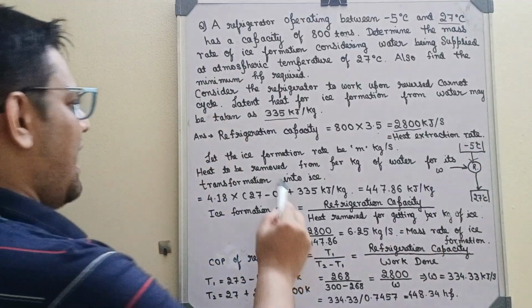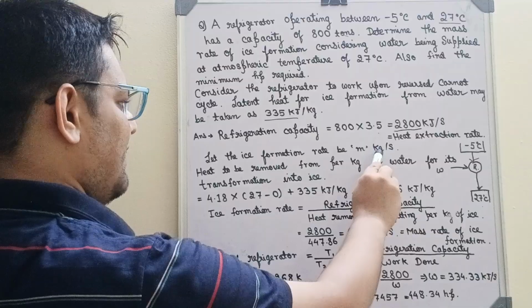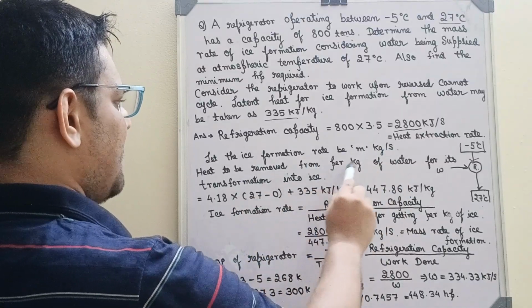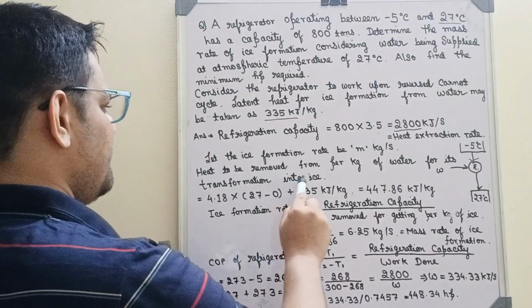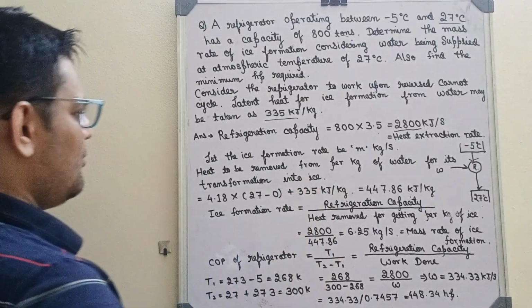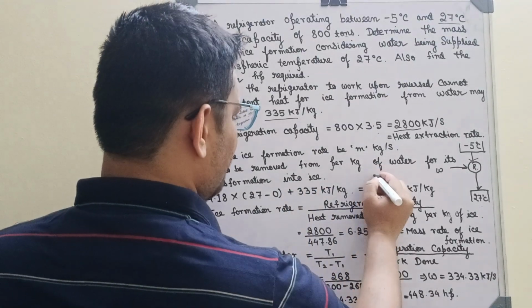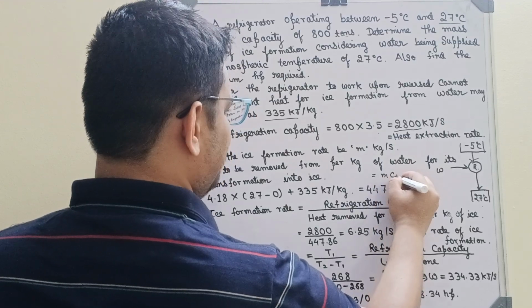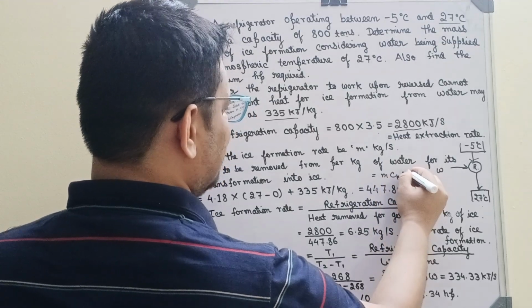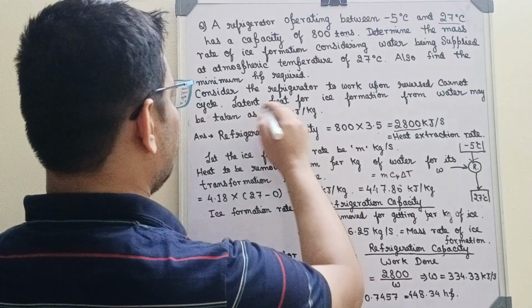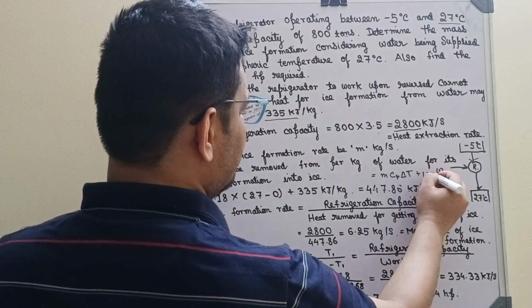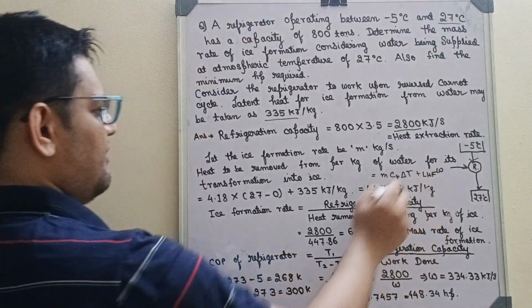So now the ice formation rate will be m kg per second. So, heat to be removed per kg of water for its transformation into ice. We know the formula, that is m into Cp into del T, where del T is the temperature difference, and the other term is the latent heat of formation. I'll write it in short form, HCF, latent heat of formation.